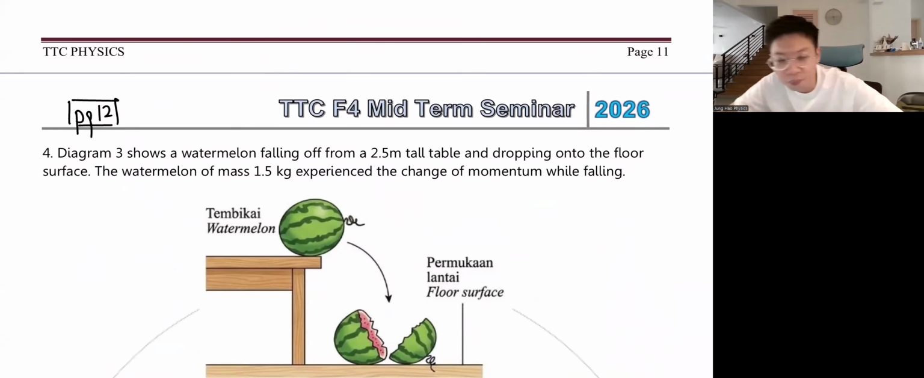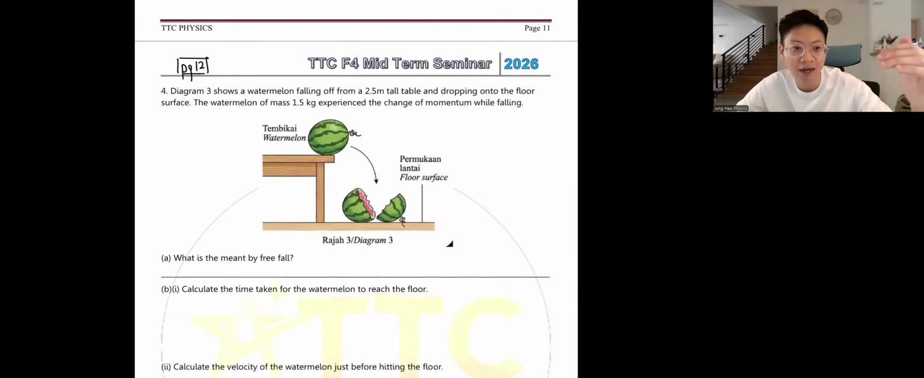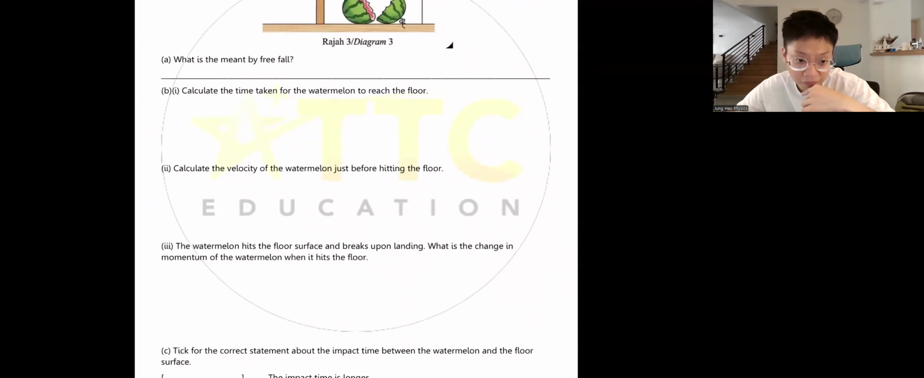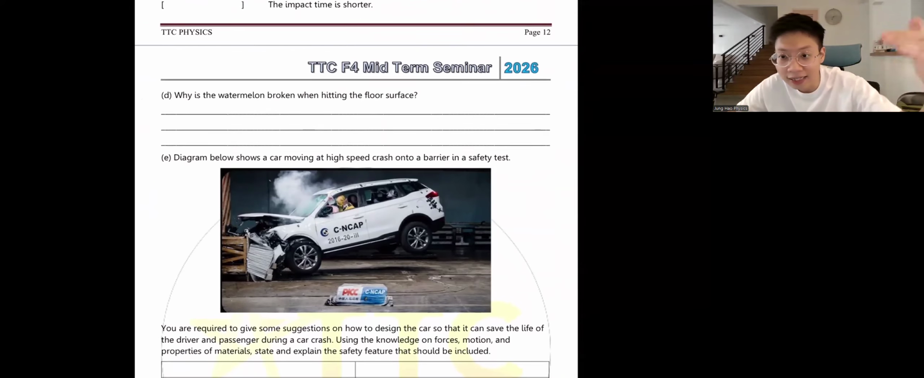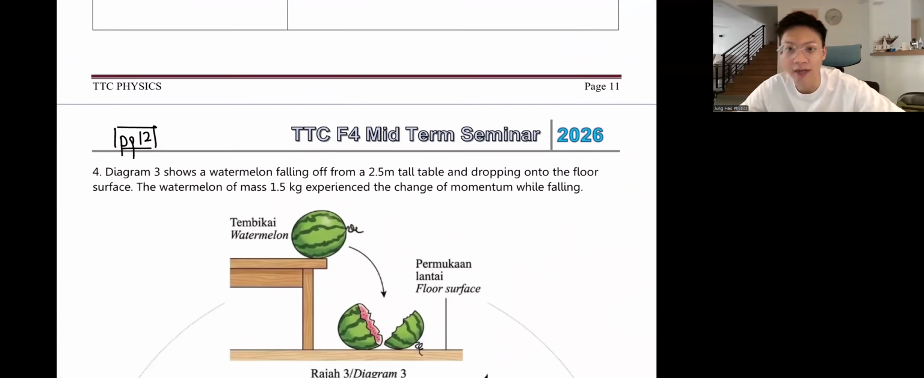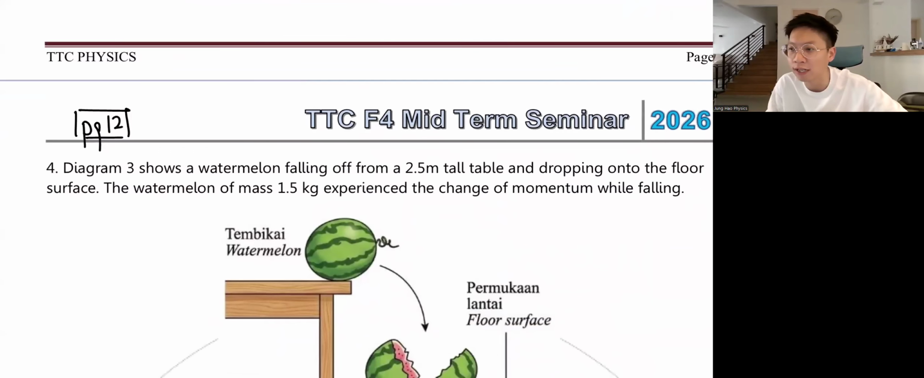On page 12, we are going to start with a question like this. You will see this is the water rocket, but I won't talk about the water rocket today. Let's do a bit of a structured question first.